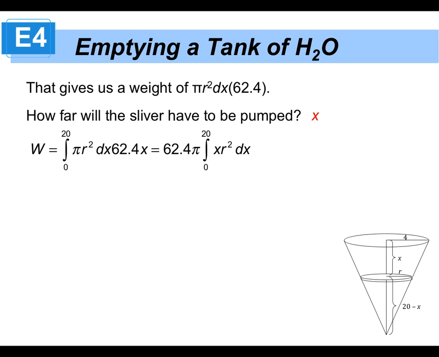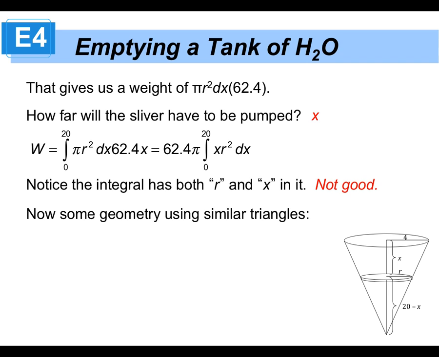How do we get rid of the r? We've done this a ton of times. We have similar triangles over there. Okay. So here's my similar triangle there and there, which gets me to that guy. Okay. So where did this come from? This is the height to the sliver over the radius of the sliver is equal to the height of the cone over the radius of the cone. And that's why I got the 20 minus x in.